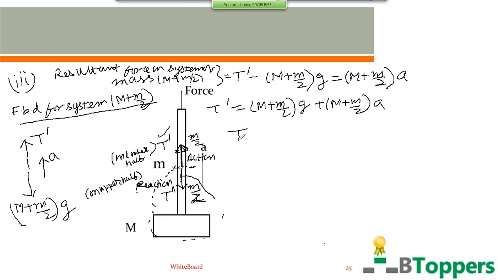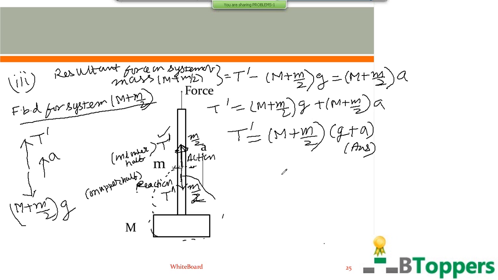So the magnitude of the tensional force acting normal to the area of cross section at the middle of the rope is (M + m/2) into (g + a). So this is the answer for the third part of the question. So with this we have completed the problem.